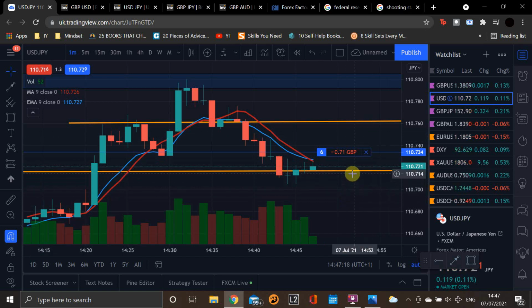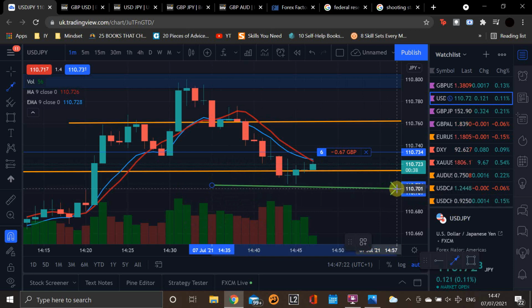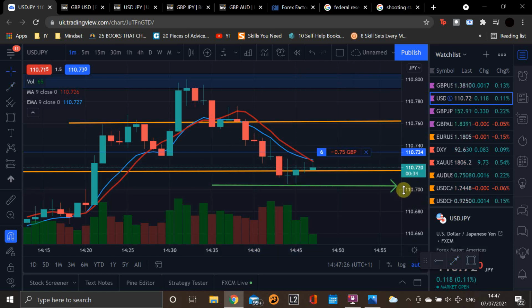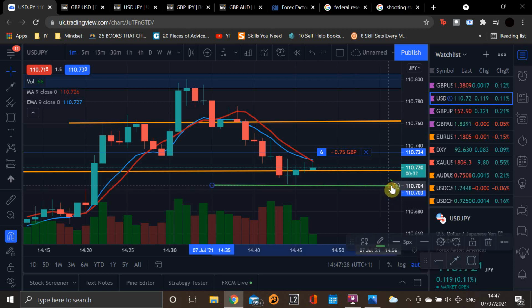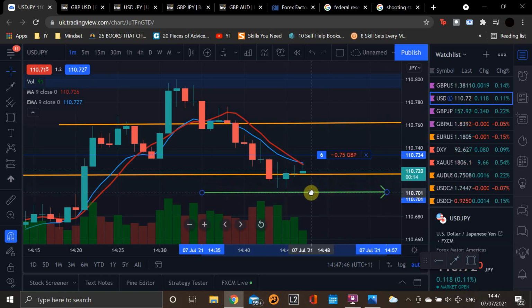I'll take my stop loss just below this area here. I believe it's gonna go up because with so many dojis, it's not very convinced that it wants to go down. Not convinced at all. So it'll be below this area, the support zone it made for itself.